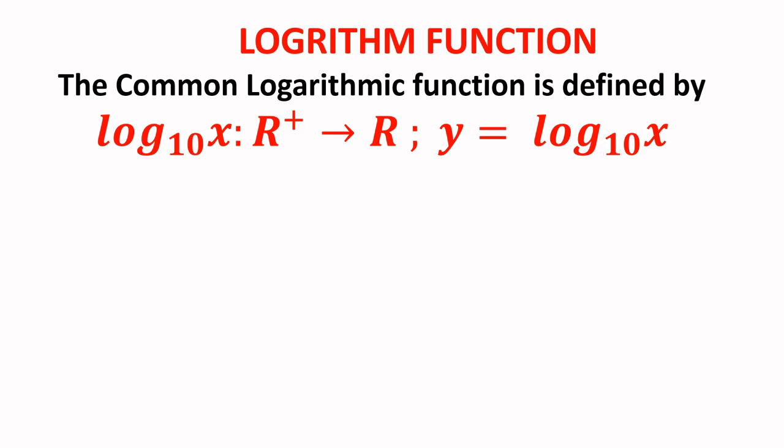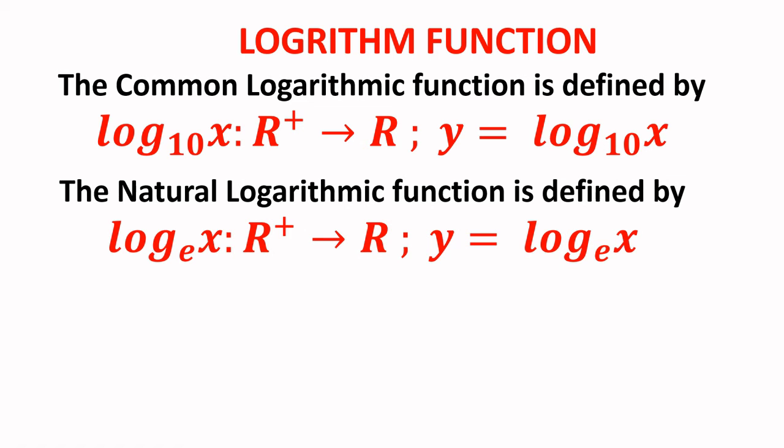The common logarithmic function is defined as the logarithm to the base 10: y is equal to logarithm to the base 10 of x, from R plus to R. The natural logarithm is defined to the base e. Just like in exponentials we have the common exponential function and the natural exponential function, here for the common logarithmic function the base should be 10, and for the natural logarithmic function the base should be e.